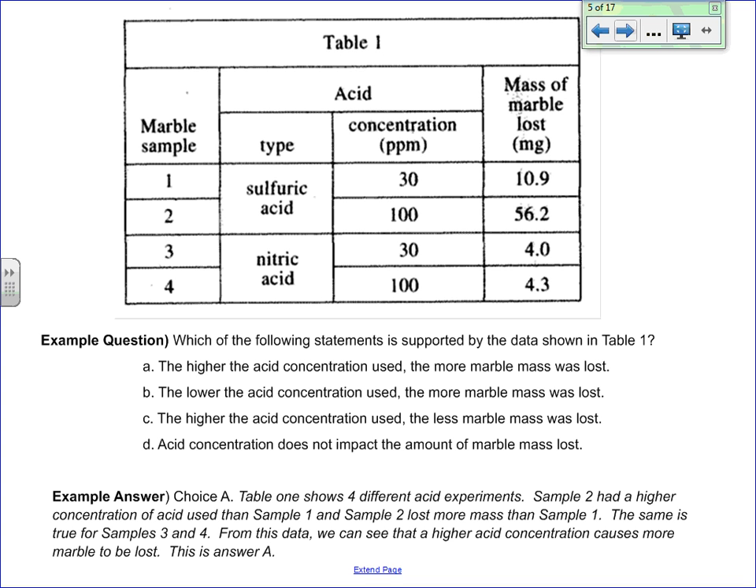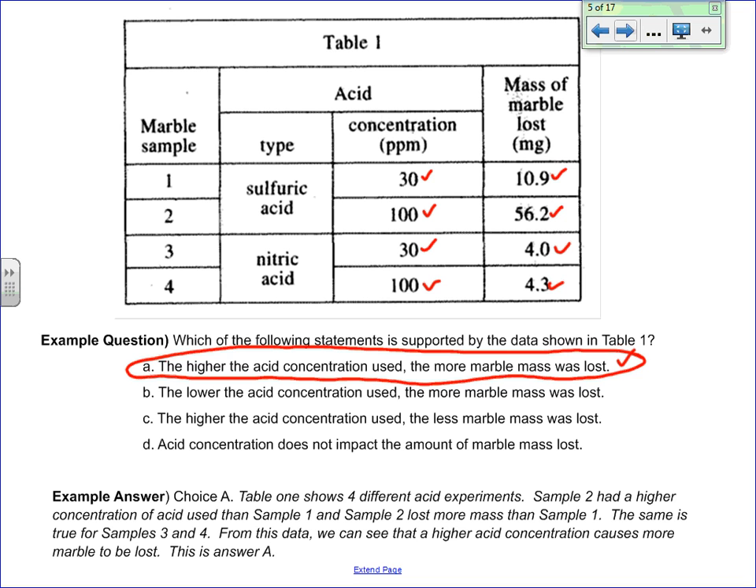In this case, concentration was 30 here, and we lost 10. Concentration was 100 here, and we lost 56. So that's true. What about when the concentration was 30, we lost 4. When we upped it to 100, now we lost 4.3. So that went up as well. So we know A is true. The lower the acid concentration used, the more marble was lost. It's the opposite. The higher the acid concentration used, the less marble was lost. That's not true. And acid concentration does not impact the amount of marble lost. Well, that's not true either. So the one that was true here is A.